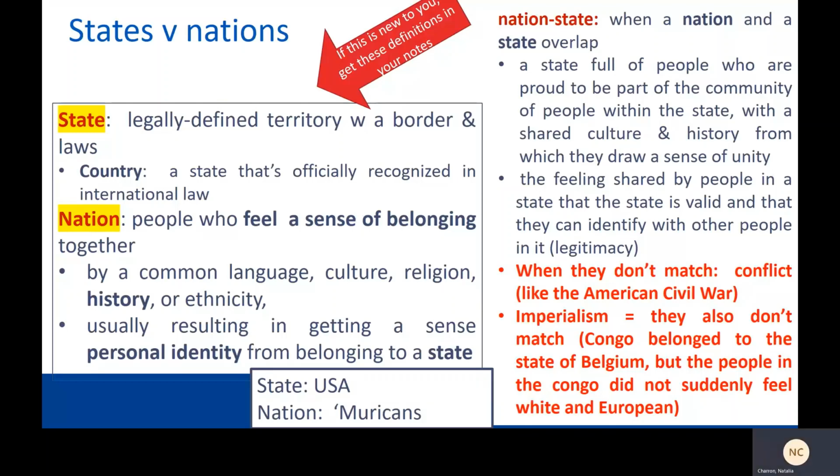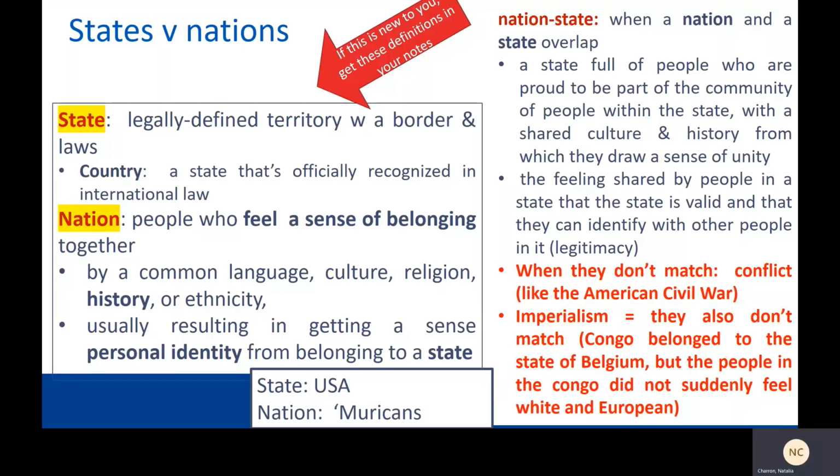Usually, people get a sense of personal identity from belonging to this nation, right? So you can think of a nation in the United States as people who feel like they're Americans, who really identify with the Constitution or whatever it is that they think of when they think of America, Americans with their flags in the front yards. That's the nation. The state would be the United States with the border.